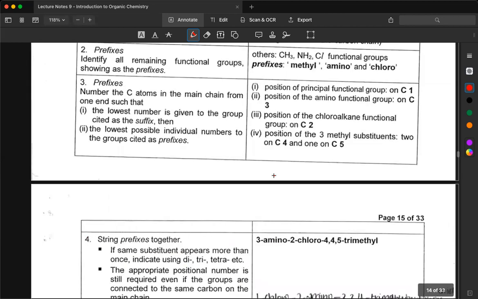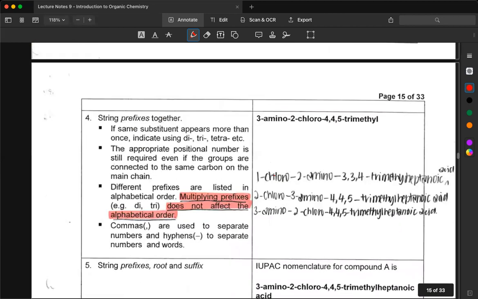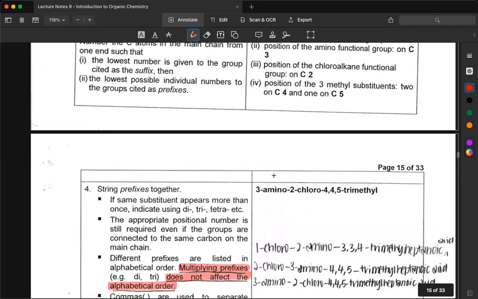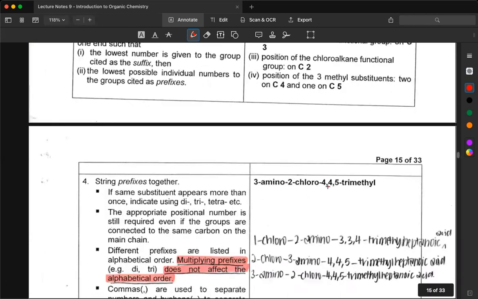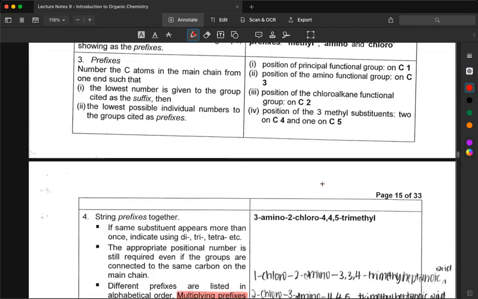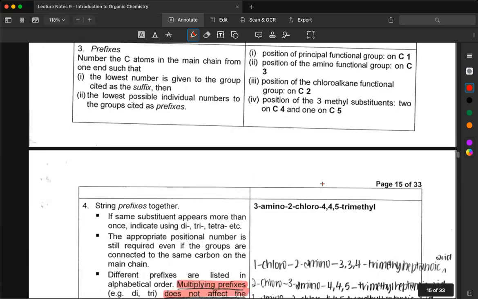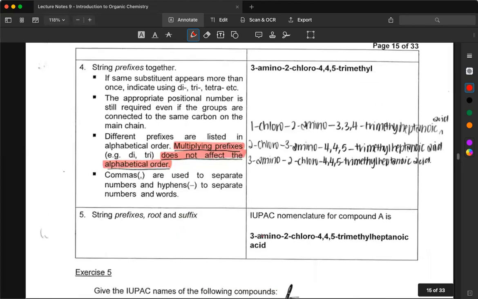So this one will be called, alphabetical order first. So A comes first. So although amino is the third one, you still put it first. So 3-amino, chloro come before the word methyl. So don't care about the tri. So it's 2-chloro, but because there are 3 methyl, so it's 4,4,5-trimethyl. And lastly, you string the last part, the IUPAC nomenclature for compound A.